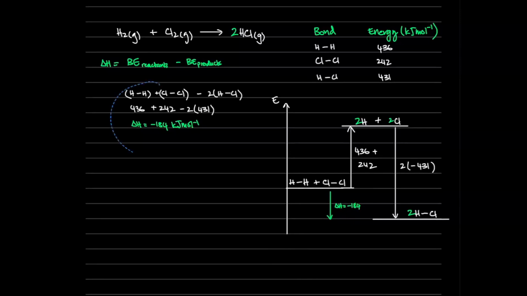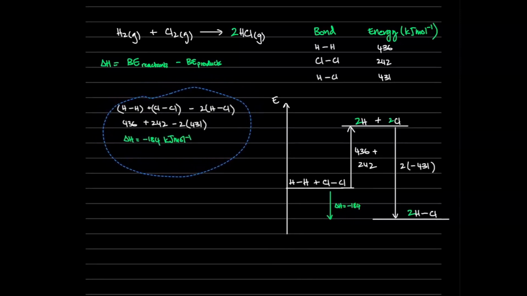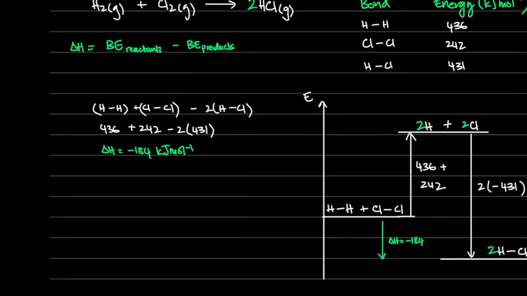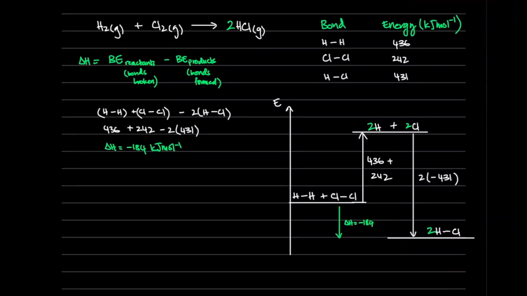Another way to say this is bond energy of reactants minus products, or we can also say bond energy of bonds broken, right? For reactants you break bonds, and then minus the bond energy of the bonds formed, right? Because the bonds of your products are formed. Bonds broken minus bonds formed. Okay, subtract the bonds formed because bond formation releases energy, so it's exothermic, so it's a negative. Okay, so that's why we have to subtract it.